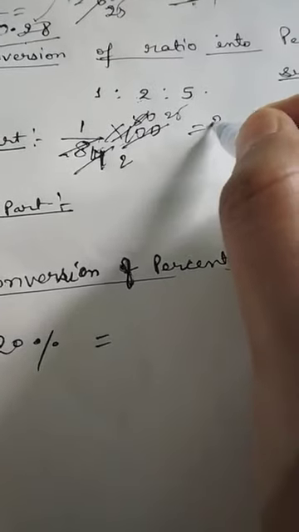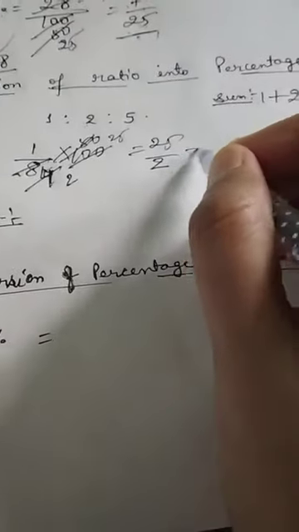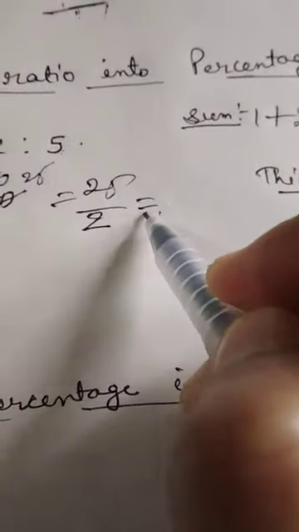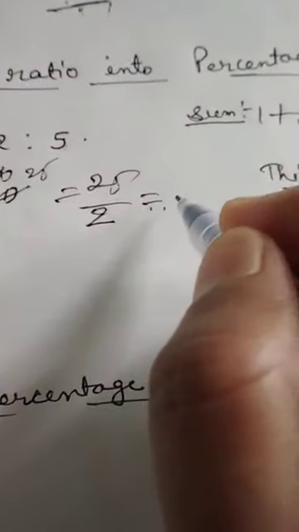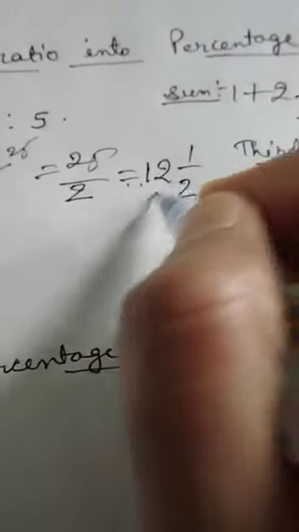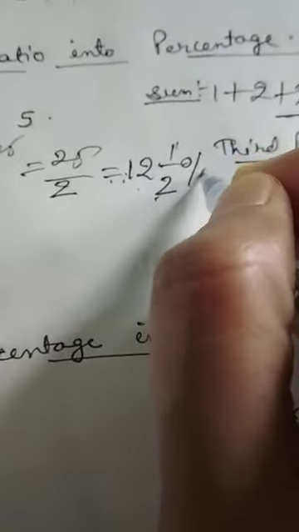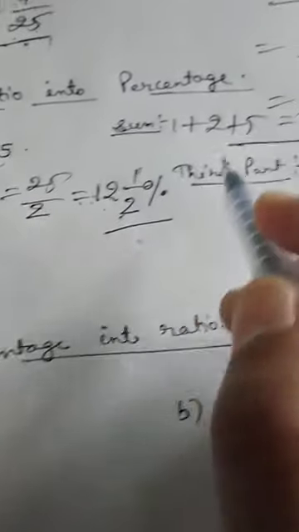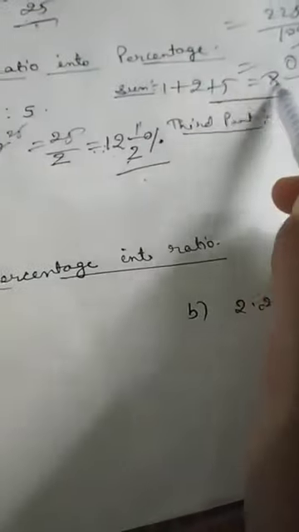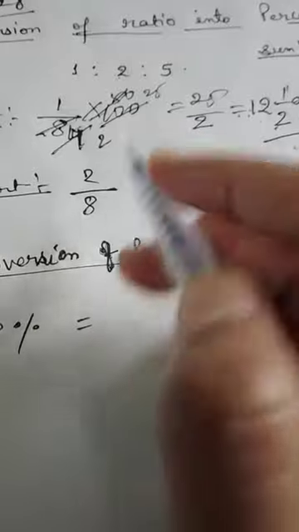So 25 by 2 means you can change this into decimal also, or you can simply change this into fractional form also. Its fractional form will be what? Mixed fraction, 12 1/2%. Okay. What about the second part? Second part is 2. So 2 out of total ratio which we have taken out, the total of this ratio, that is 8.